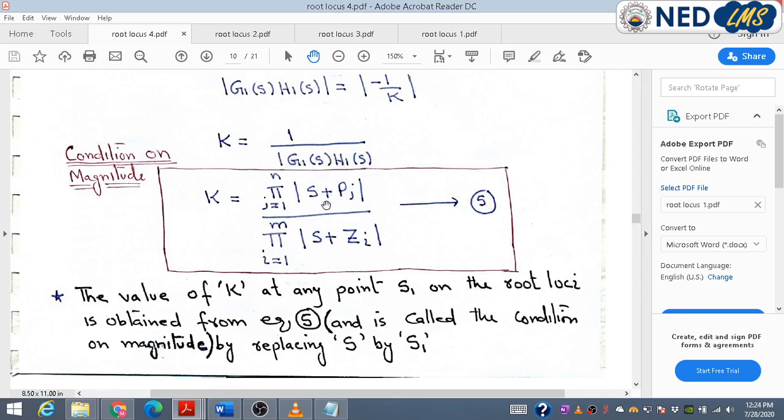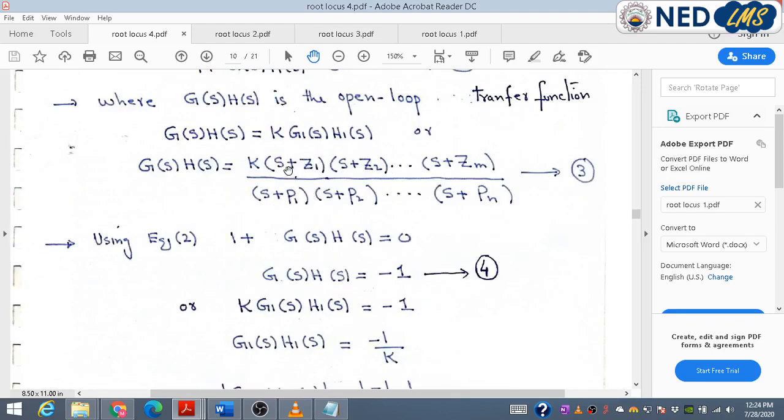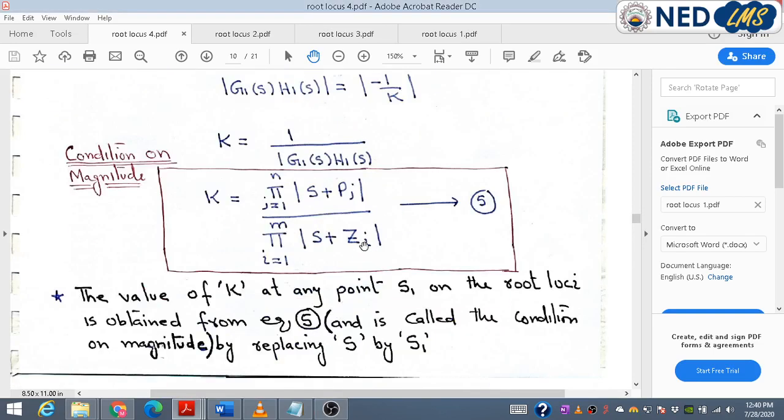As I have stated earlier, the purpose of the condition on magnitude is to find the value of k at a particular search point. If I replace this s by the search point, which may be real or complex, say s1, and solve the entire term in this bracket, I would have magnitude and angle as well. The same is the case for the other brackets in the numerator and the denominator. So here we consider only the magnitude information and discard the angle information. In this way we are able to find the magnitude of k at a particular search point.